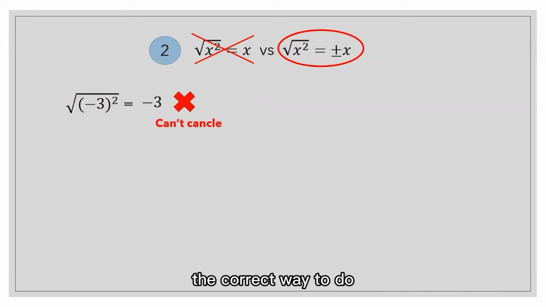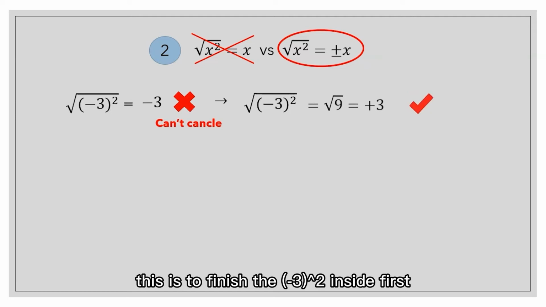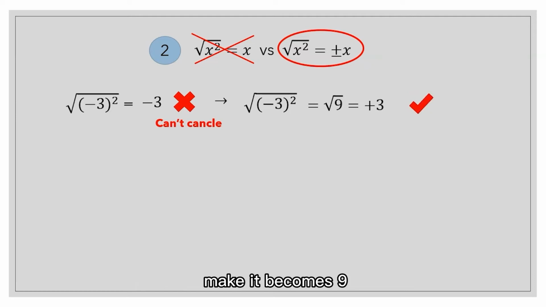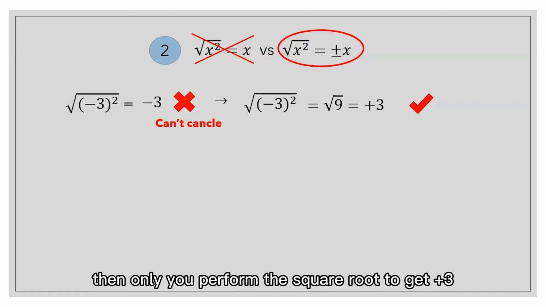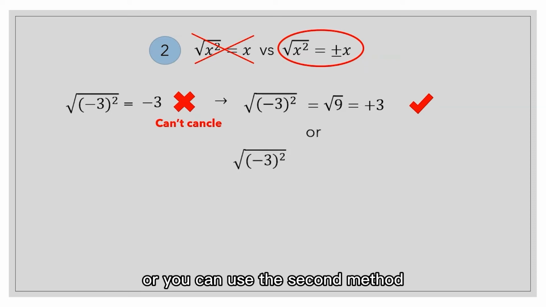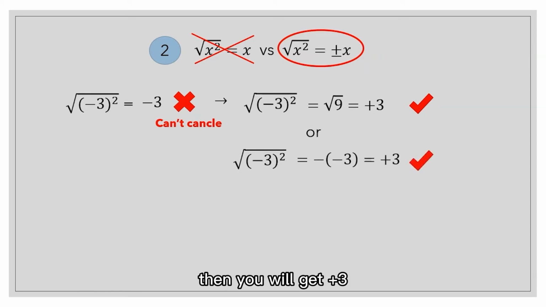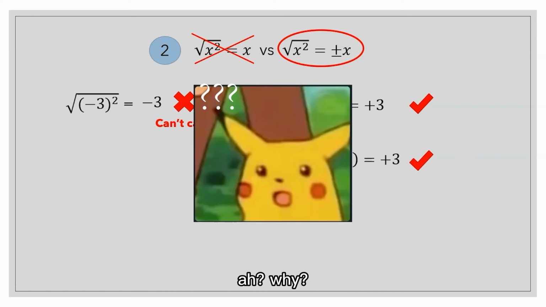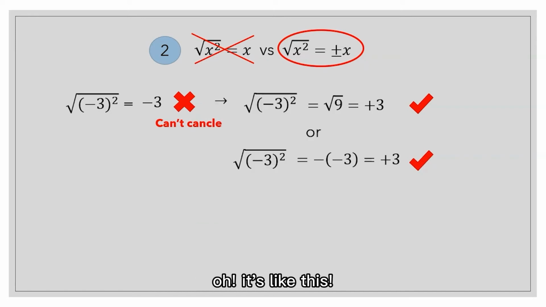The correct way to do this is to finish the negative 3 squared inside first. Make it become 9. Then only you perform the square root to get positive 3. Or you can use the second method. That is, adding a minus at the front, then you will get positive 3. Why? Oh, it's like this.